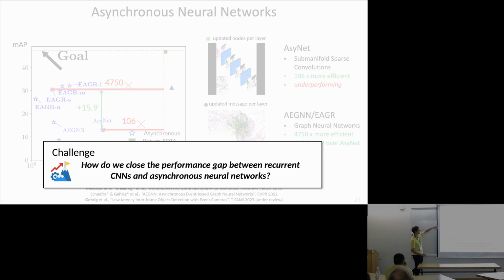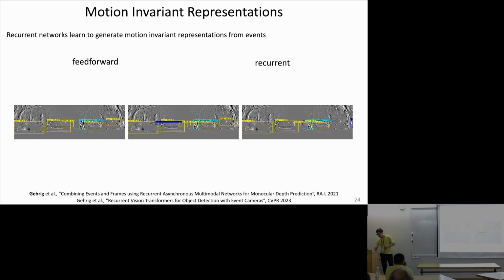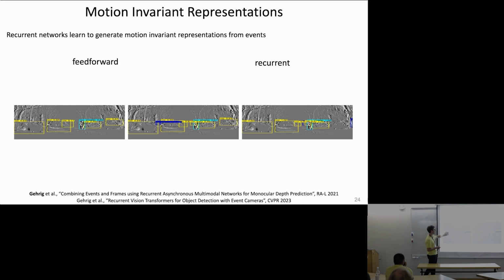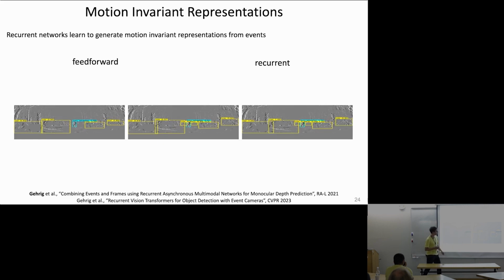So there are these recurrent networks that we want to reach. And the question now arises, how can we actually close this gap? Looking closer at how recurrent models work, I can give you an example. Remember, event cameras only see changes in the image, and when the camera is static, there are no changes. So a feed-forward model has only these events to operate on, and so it cannot see anything. It can only see maybe this person walking.